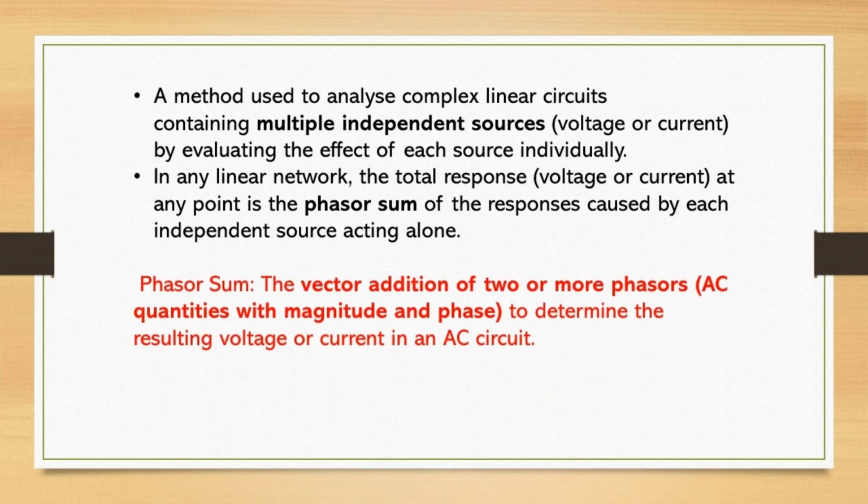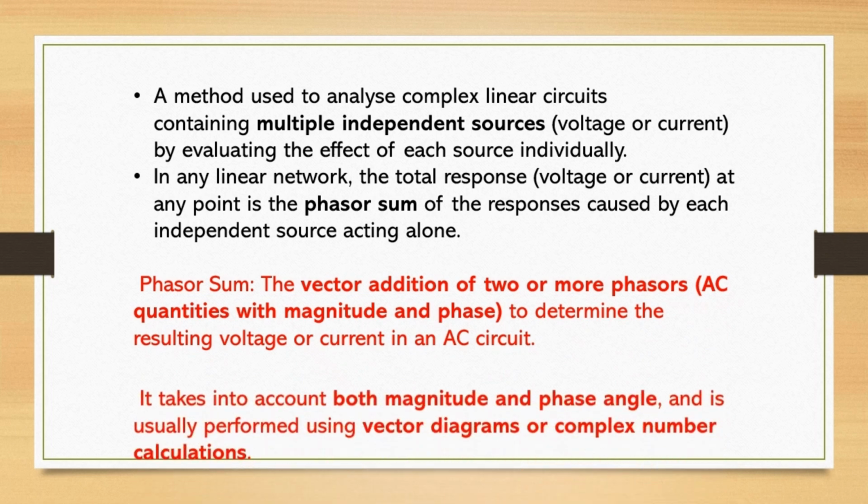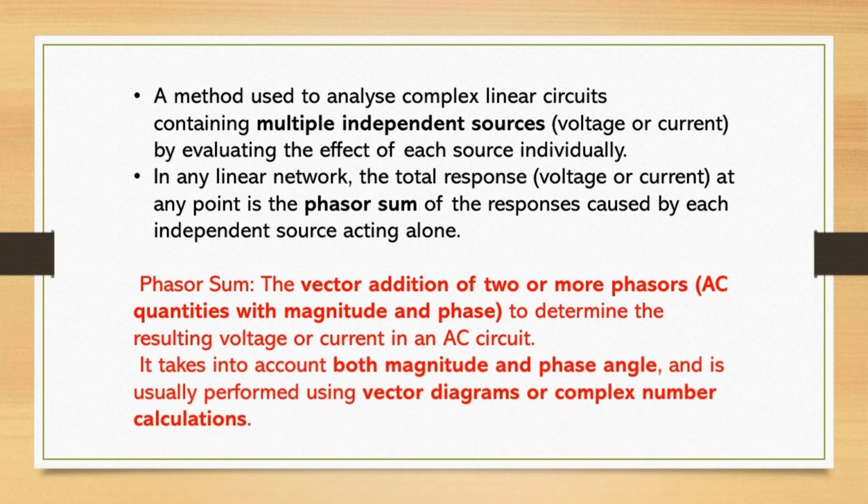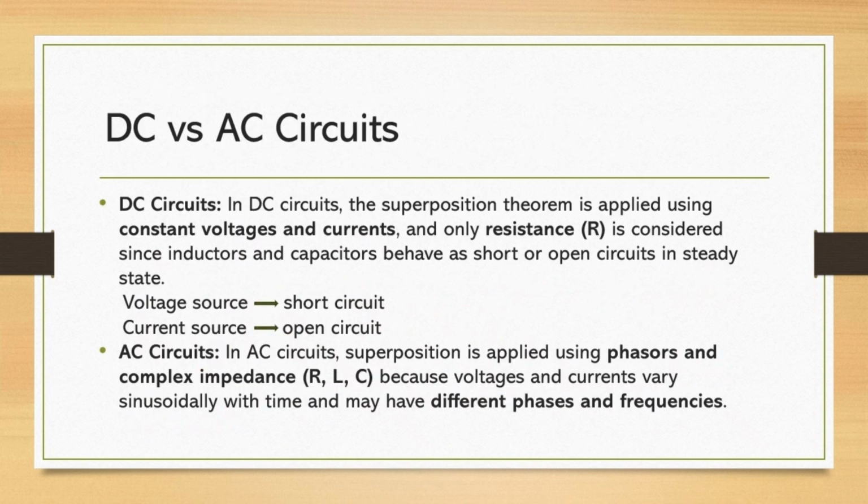Because AC electricity has both a size and a direction, we can't just add them like regular numbers. We add them like vectors using the magnitude and phase angle. In a DC circuit, inductors act like simple wires and capacitors act like total gaps. This keeps things easy because we only have to deal with basic resistance.